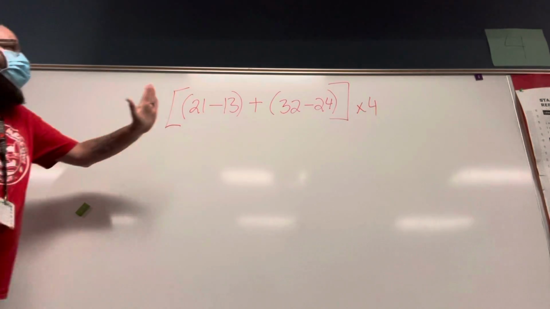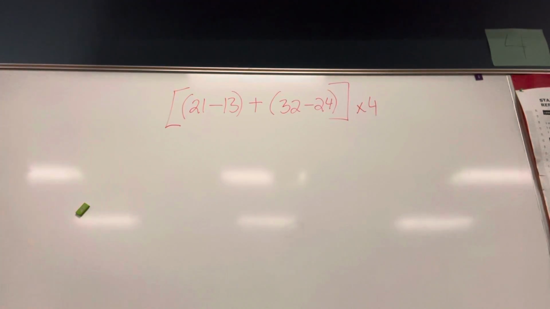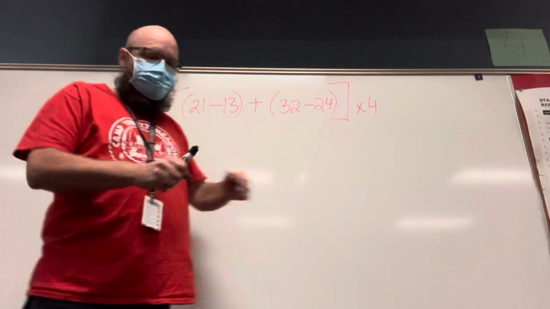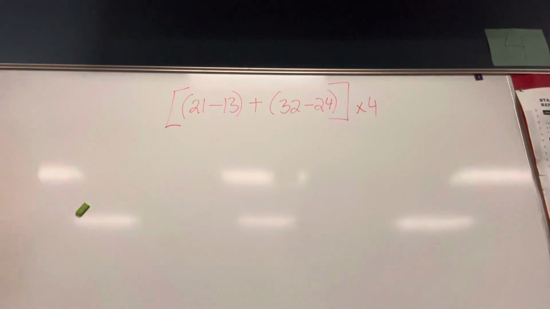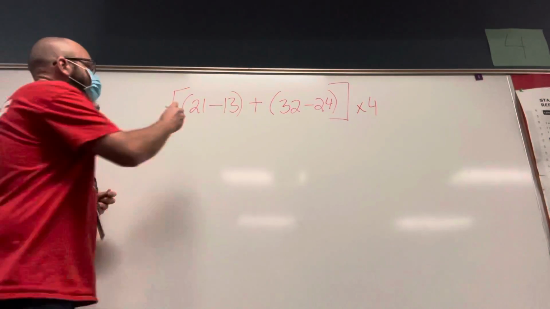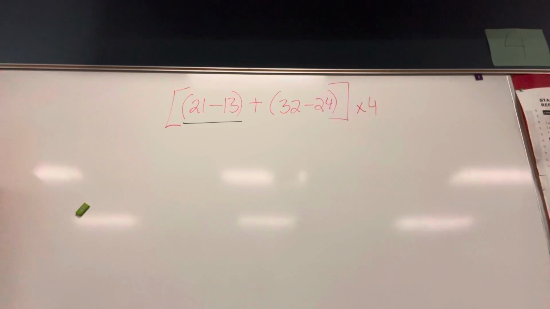3. That means I have to do 3 different operations before I get to my multiplying by 4. Inside my brackets I have 2 sets of parentheses, so I work from left to right. I start with 21, subtract 13, and I get what, Christian? 8.